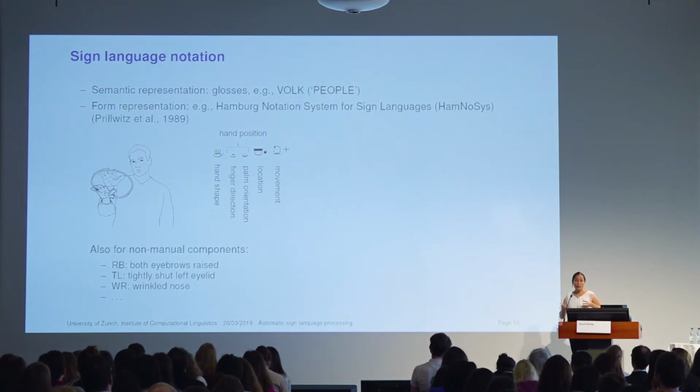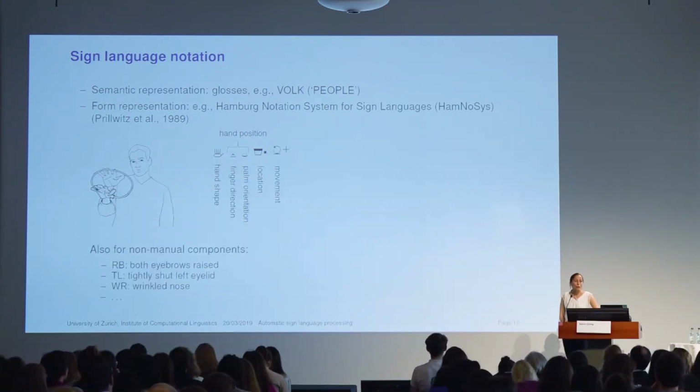So once we have the video data, we need a way of arriving at a written representation of what we have in the video data. And there's no really widely accepted writing system for sign languages. So deaf signers in their everyday life, they don't write sign language. So any notation that we have is really a scientific notation, an expert notation.